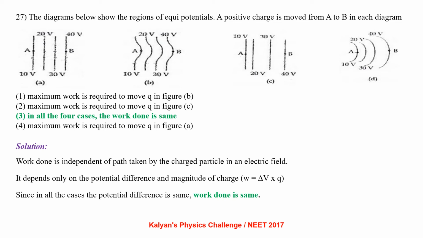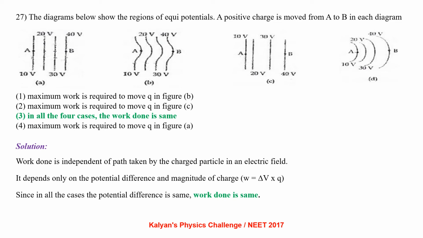The diagrams below show the regions of equipotentials. A positive charge is moved from A to B in each diagram. Then, here we are asked to calculate about work done in moving the charged particle from point A to point B in every field. As we can see, point A in every diagram is at 10 volts and point B is at 40 volts. Since these are equipotential surfaces, the field is electrostatic field.